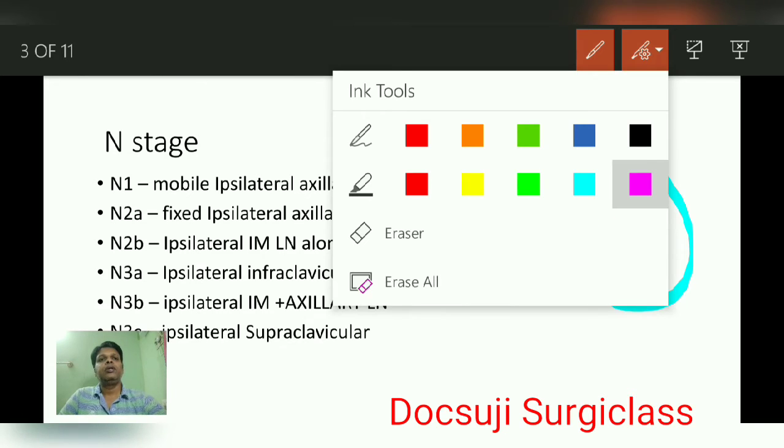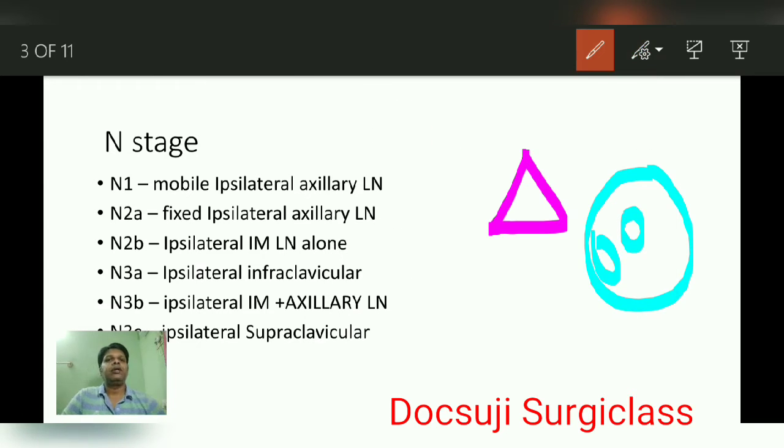First one, if a patient has a mobile ipsilateral axillary lymph node, for example, this patient has a right side breast lump and the same patient has a right side axillary lymph node and it is mobile, then it is called N1. The same mobile lymph node, if it becomes fixed, then it is called N2A. Fixed ipsilateral axillary lymph nodes, that is N2A.